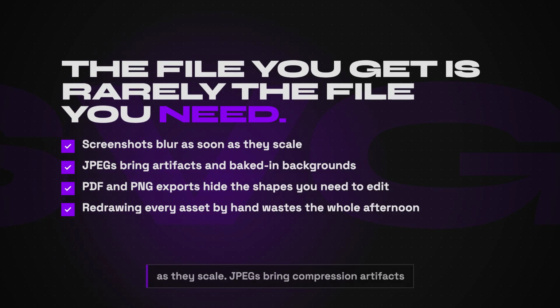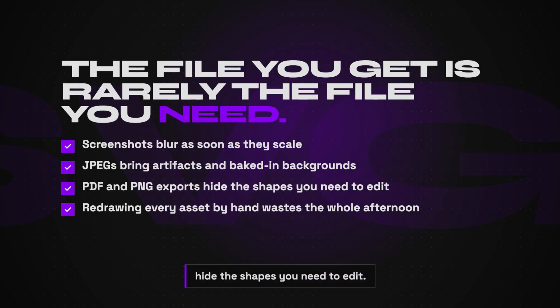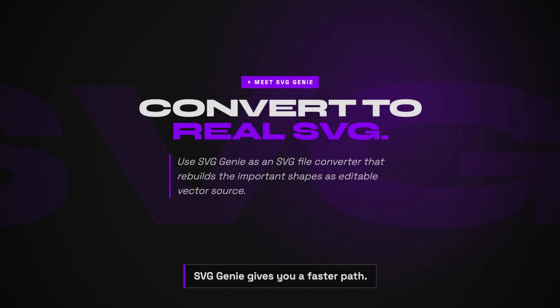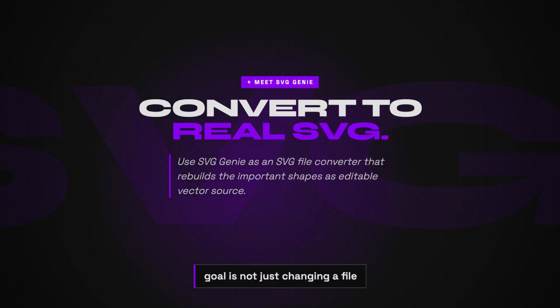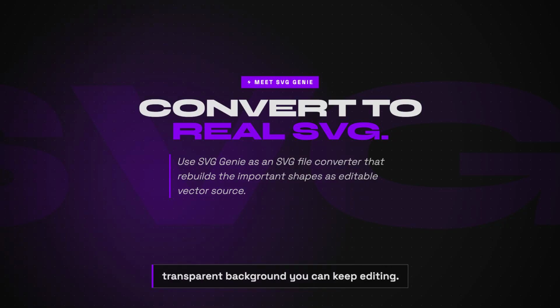Screenshots blur as soon as they scale. JPEGs bring compression artifacts and baked-in backgrounds. PDF and PNG exports hide the shapes you need to edit. Redrawing everything by hand is accurate, but it is also a brutal way to spend an afternoon. SVG Genie gives you a faster path. Describe the source file, the cleanup you want, and the final use case. The goal is not just changing a file extension. The goal is a real SVG with paths, fills, strokes, groups, and a transparent background you can keep editing.